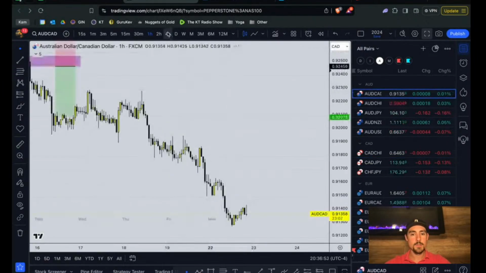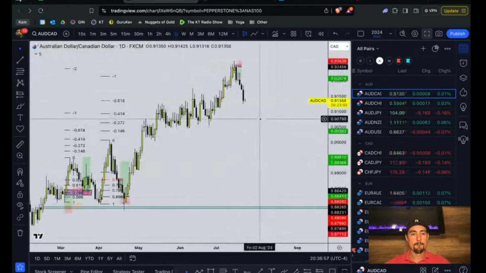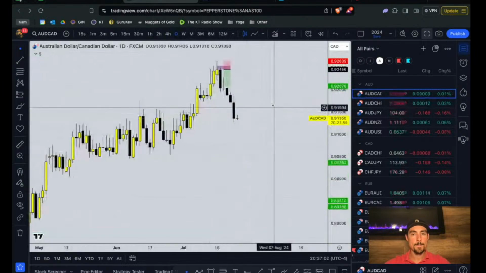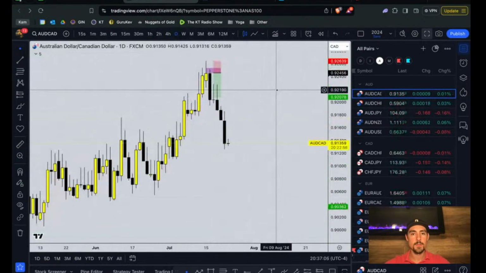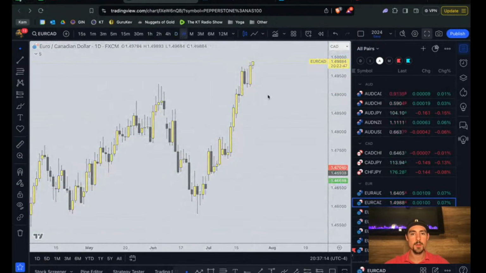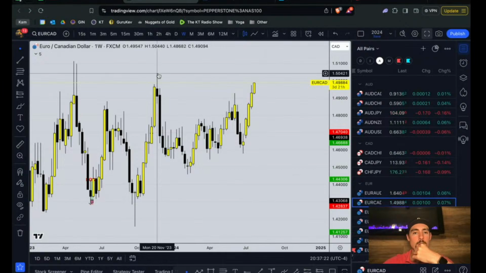AUD CAD, I'd be curious to see what we're doing on AUD CAD. So AUD CAD's been printing pretty bearish. What about Euro CAD? What are we seeing? Yeah, Euro CAD's pretty bullish as well. So Aussie is pretty weak at the moment. Low hanging fruit with this wick up here. We might come and hunt this. This is from November 2023 on Euro CAD.